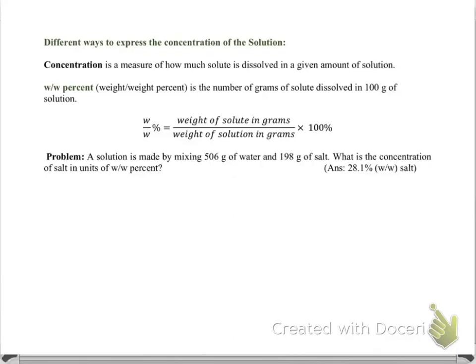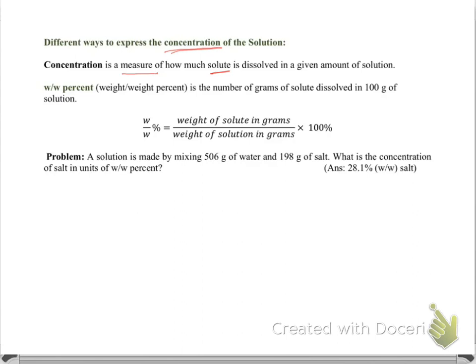Different ways to express the concentration of the solution. The concentration word simply means it is a measure of how much solute is dissolved in a given amount of solution. So you can measure the concentration in several different ways using mass, volume, moles. So I'm going to explain you the 4 different ways.